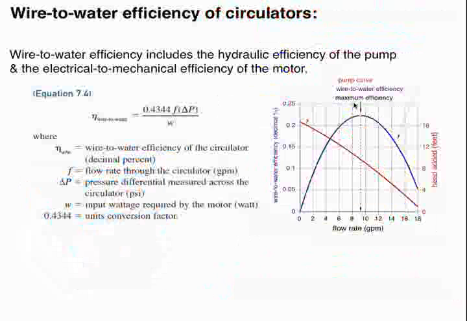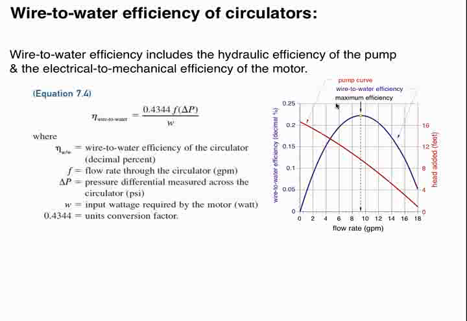Now we'll switch over to wire-to-water efficiency. This is going to include the effect of the electric motor that's turning the impeller. And there's a formula for that. If we know the flow rate in gallons per minute and the differential pressure increase across the pump, and we know the wattage that the motor is drawing, we can put it into this formula and calculate the wire-to-water efficiency. Now, I do want to emphasize that this is not a fixed value. I can't say that a given circulator is 30% wire-to-water efficiency. It will vary, and actually you can see this blue or purple colored curve over here.